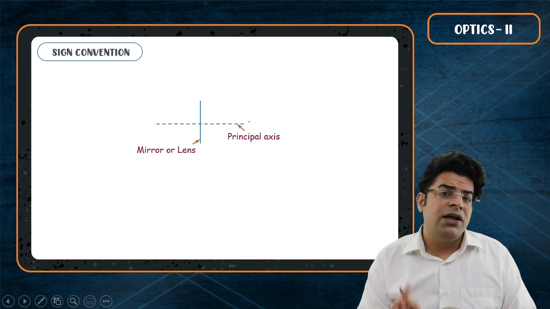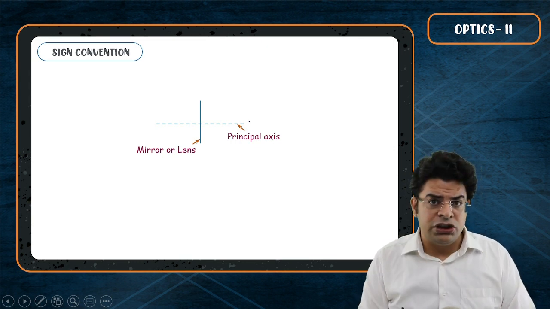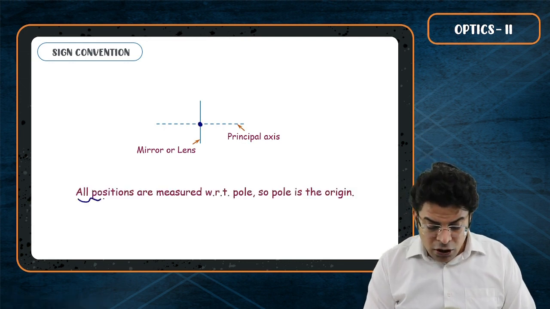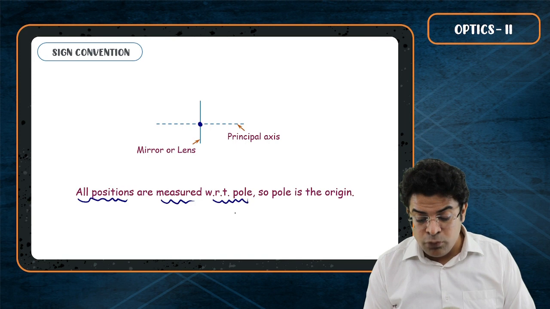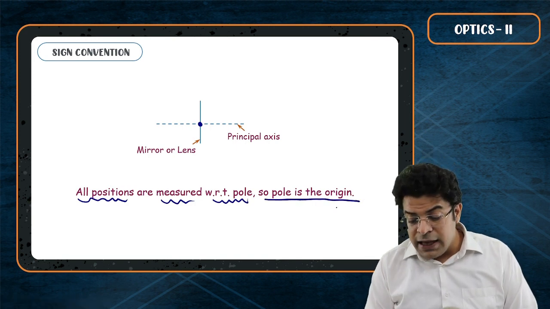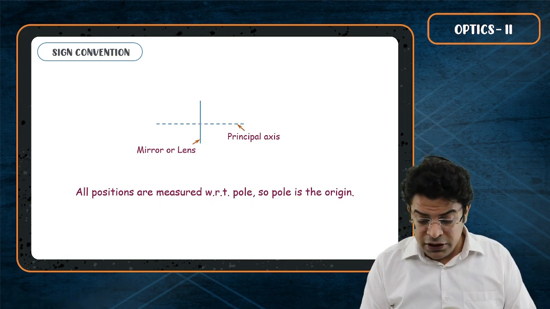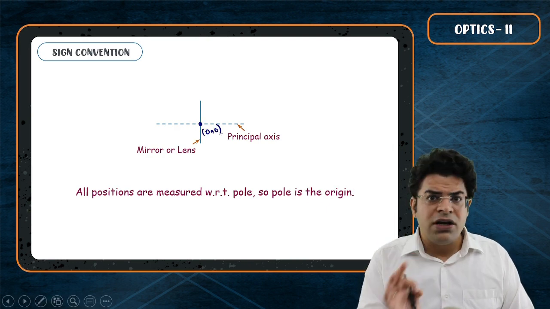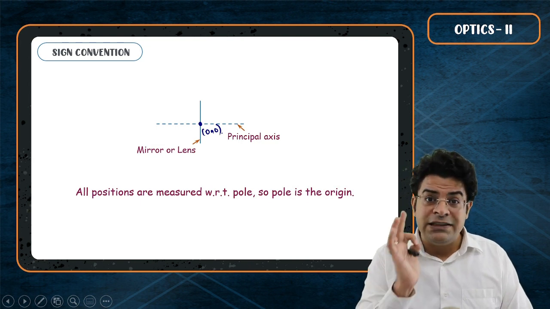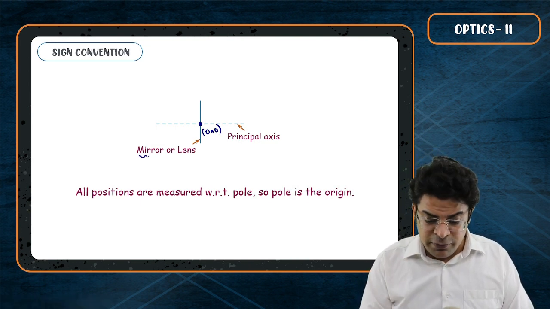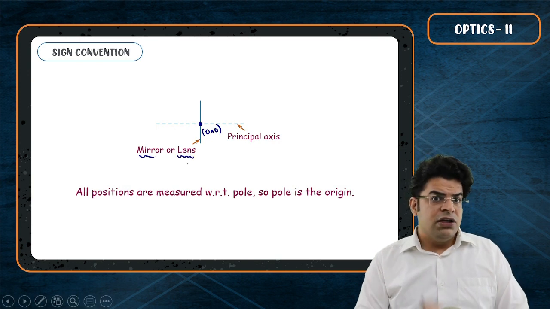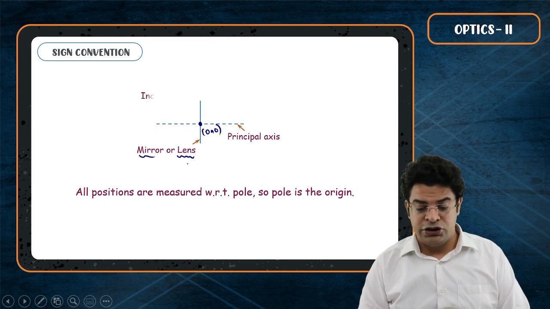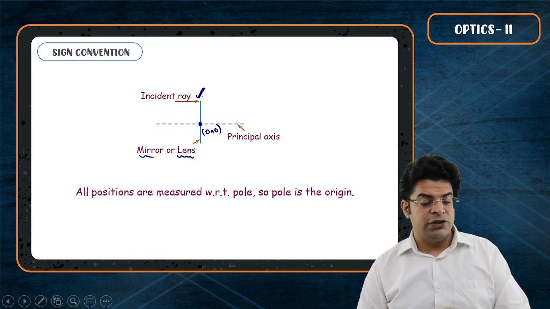Understand that whenever we measure a position, we measure it from the pole. All the positions are measured with respect to the pole. We take the pole as the origin, so the coordinate of the pole is taken as 0, 0. Now the direction of propagation of the incident ray, whether in the case of a mirror or a lens, is taken as the positive direction. So this direction is the positive direction.